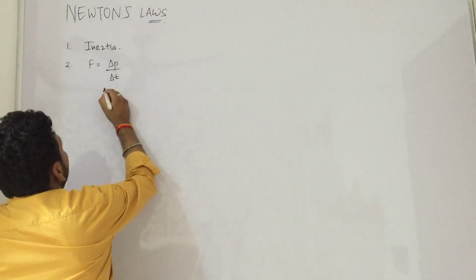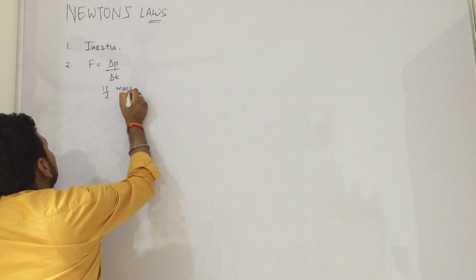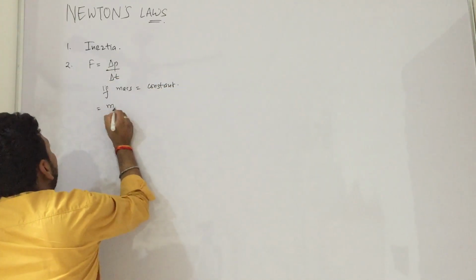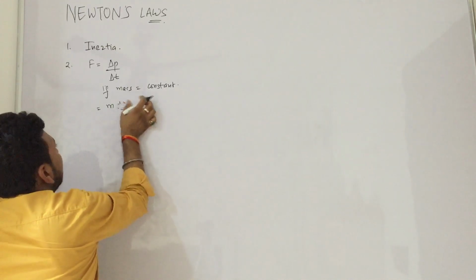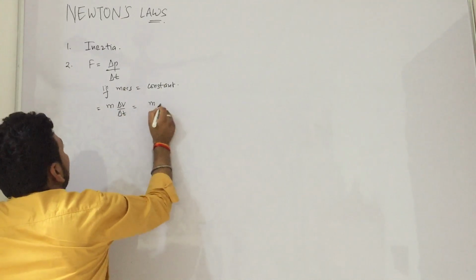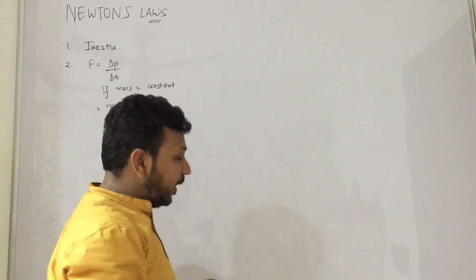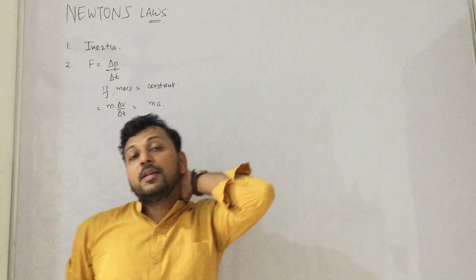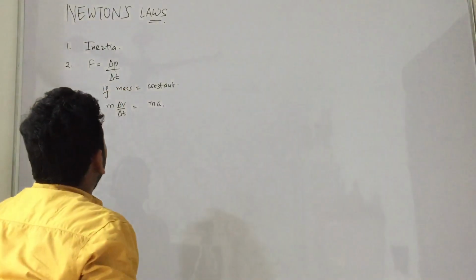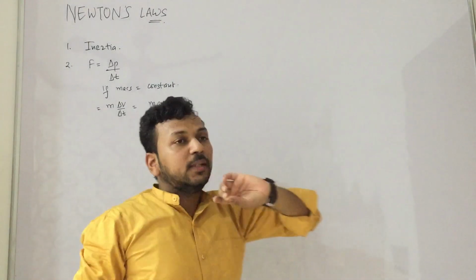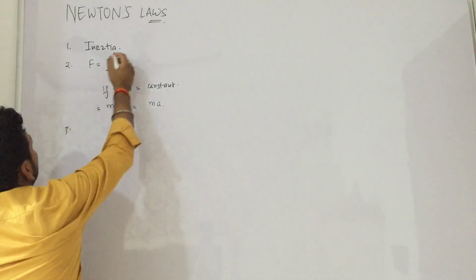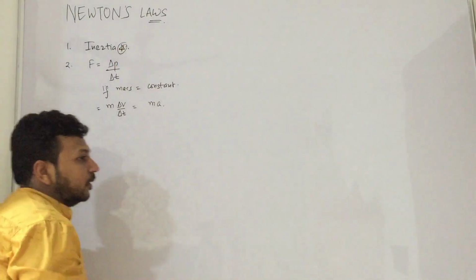And if mass is constant, this becomes m delta v by delta t. That means mass into acceleration. So if mass is constant, it becomes mass into acceleration. Otherwise, we have to take the derivative of this. We'll study that later. Now this is the most important Newton's law. This will be used across the chapter, because the first law was so basic. Anybody can say this. Inertia.